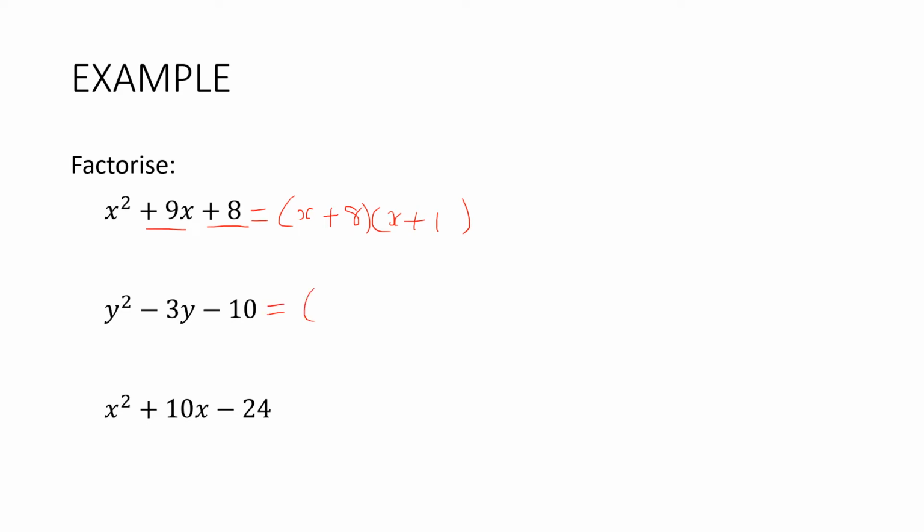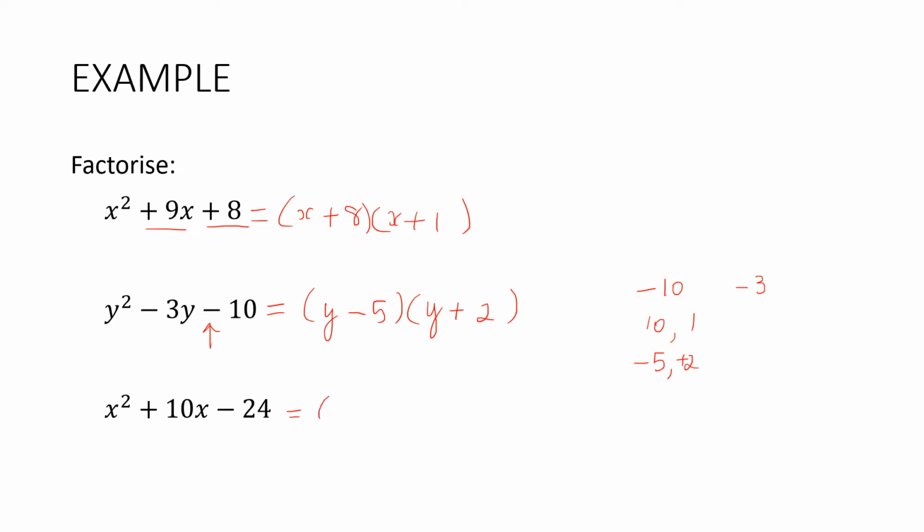Number 2, this time we've got y. I'm looking at this sign here. I know my signs are going to be different. So I want factors of negative 10 and I want them to add to negative 3. So let's think, we've got 10 and 1? Nope. 5 and 2. That will work. I want the bigger one to be negative. So I want negative 5, positive 2.